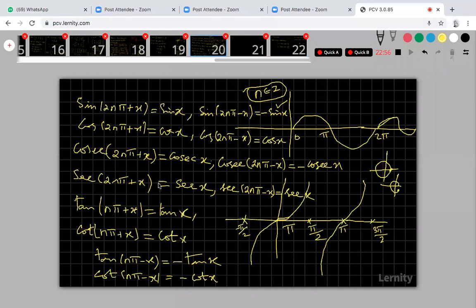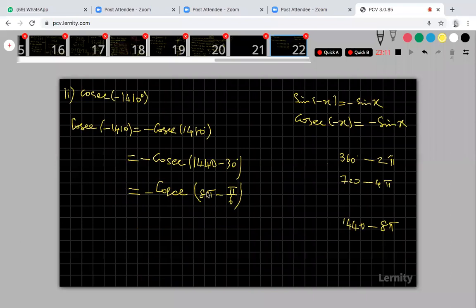What is the formula here? Cosecant of 2n pi plus x, that is 2 pi or 4 pi or 6 pi or 8 pi plus x, is equal to cosecant x only. But cosecant of 2n pi minus x is minus cosecant x. So here it is 2n pi minus x, so already one minus is there, and again I will get another minus cosecant of pi by 6. Please try to understand. I am applying the formula, and minus into minus is plus.